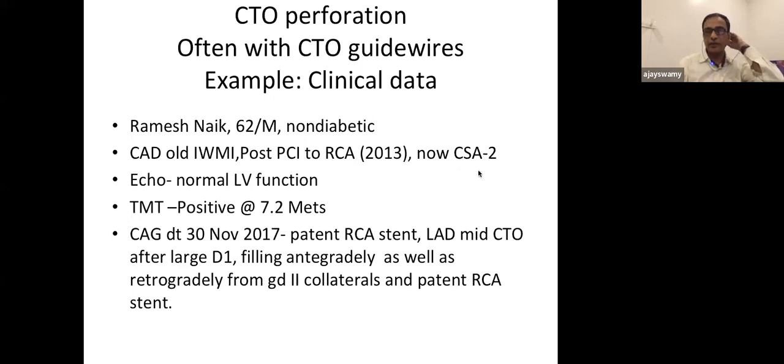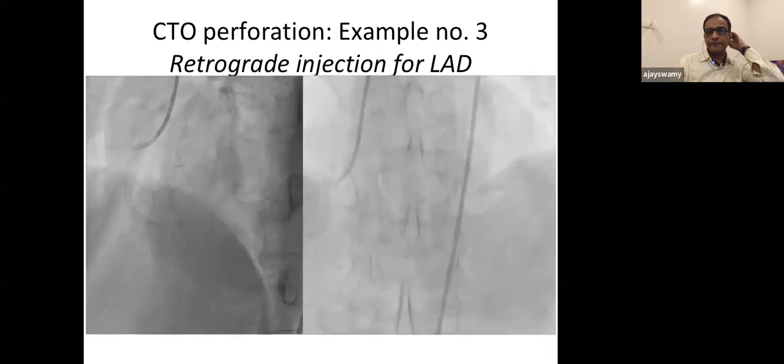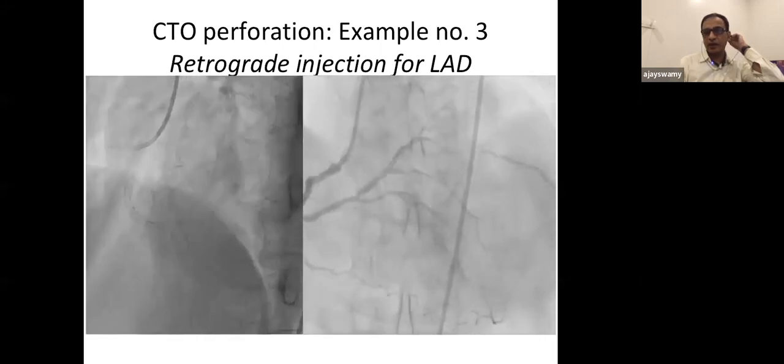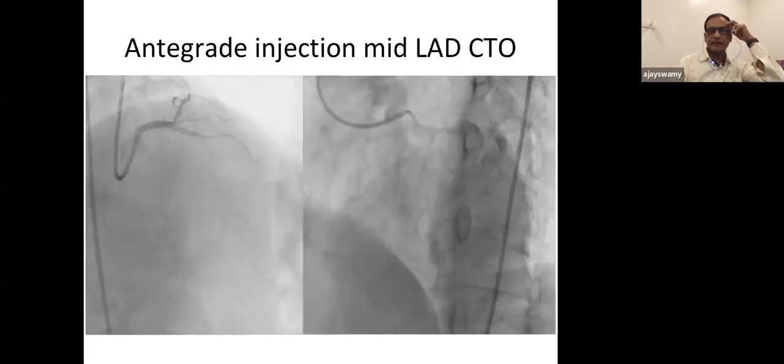now CSA2, TMT positive. He had a mid LAD CTO after a large diagonal that was filling antegradely as well as retrogradely from grade 2 collaterals and a patent RCA stent, but a little tortuous LAD. This is what his LAD retrograde was like. It's not a great target, but it was felt that it is still worth trying.